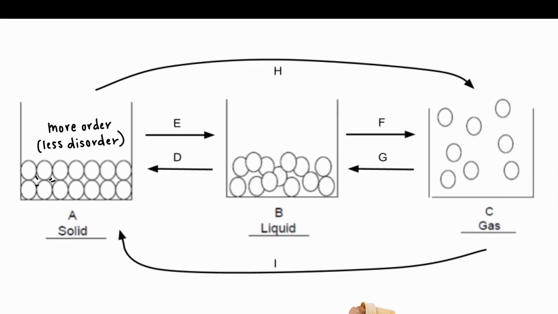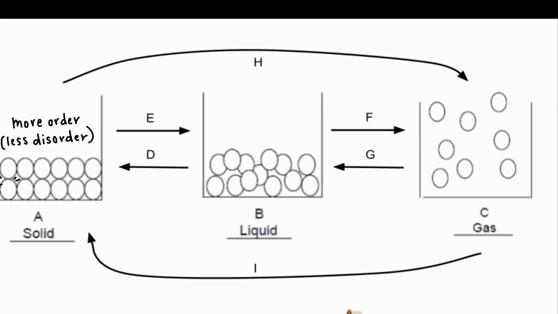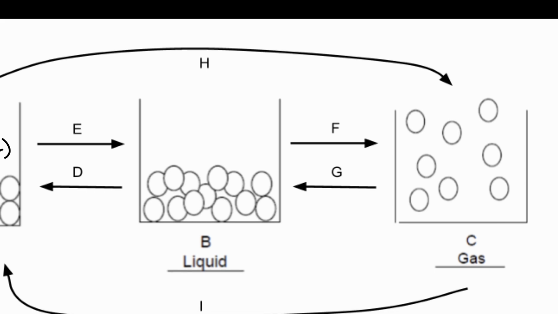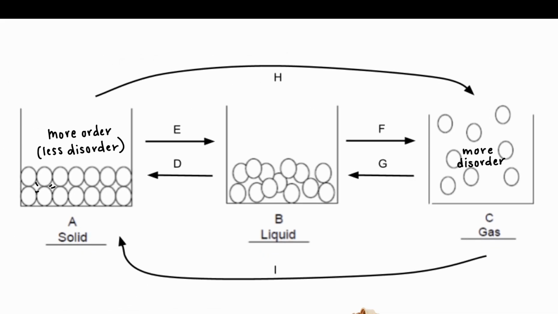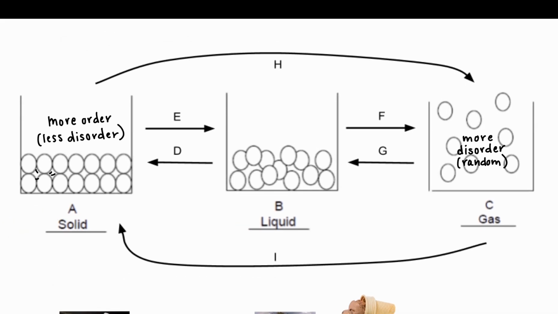Then you go to your liquids, and the particles are going to be a little bit more spread apart, until we get to our gas, where the particles are going to be the farthest apart. This is where they're going to have the most disorder, or more disorder, which is the same thing as saying that they are less ordered. There's more randomness. They're random.